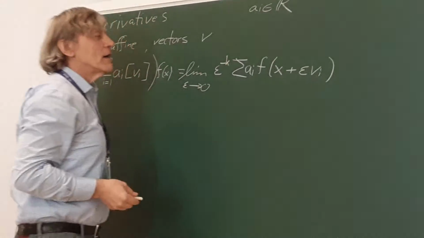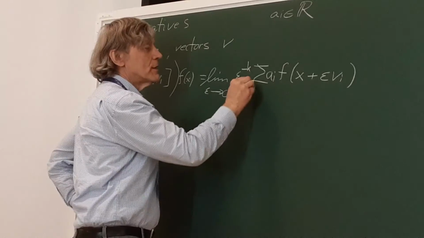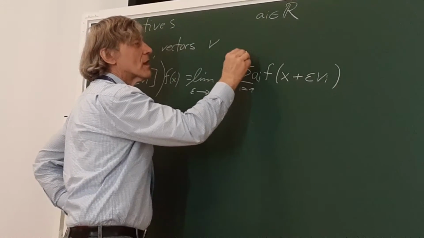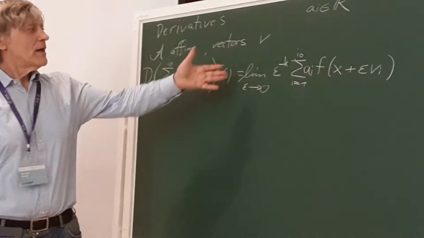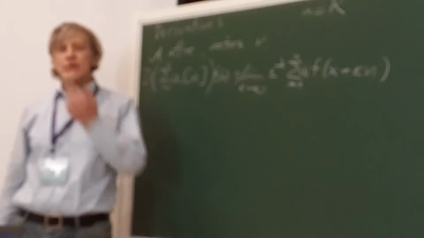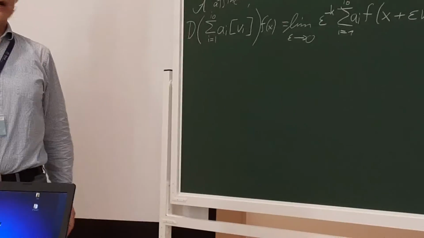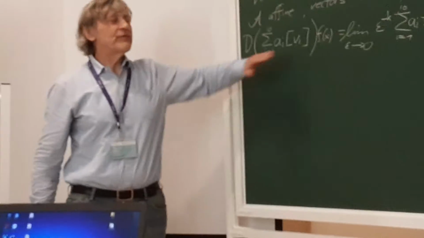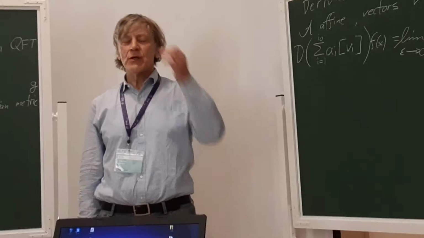I multiply by a suitable power of epsilon, and I take the limit k to 0. And if this thing is defined and non-trivial, not always 0, then I call that thing the derivative of order k.